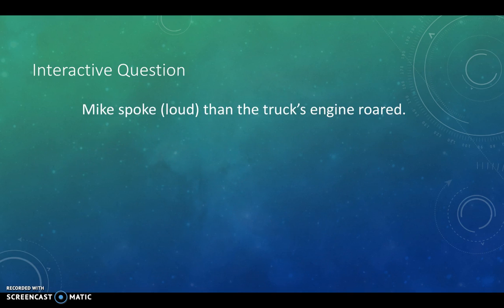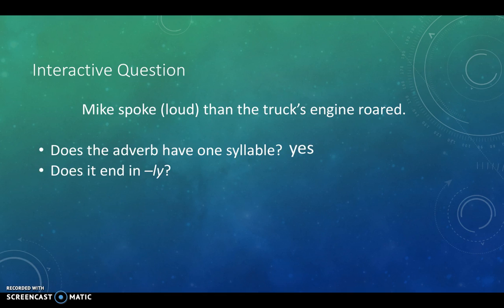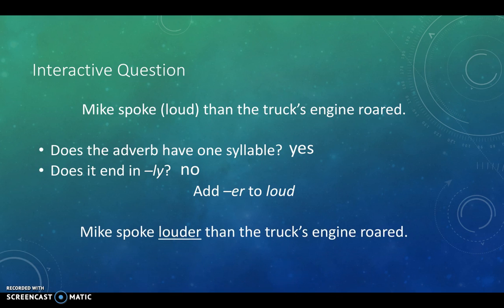Here's another one. Mike spoke loud than the truck's engine roared. The adverb is loud. Does it have one syllable? Yes or no? Yes, the adverb has one syllable. Does it end in ly? No, it does not end in ly. So what do we need to do? We need to add er to loud. So the sentence becomes, Mike spoke louder than the truck's engine roared.